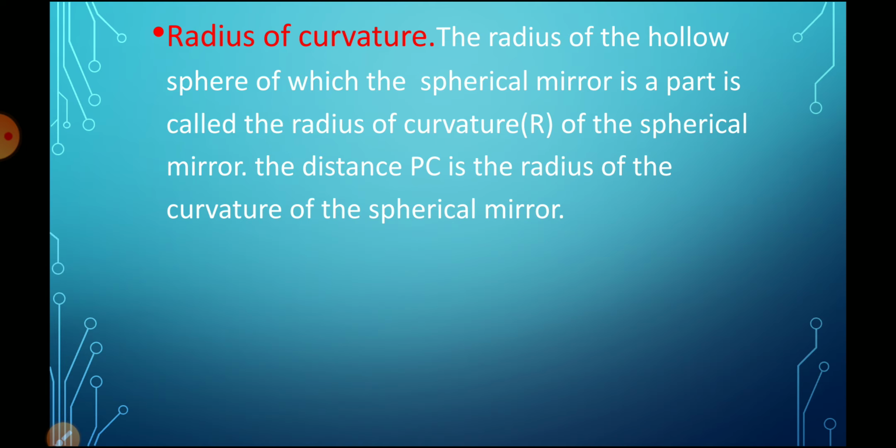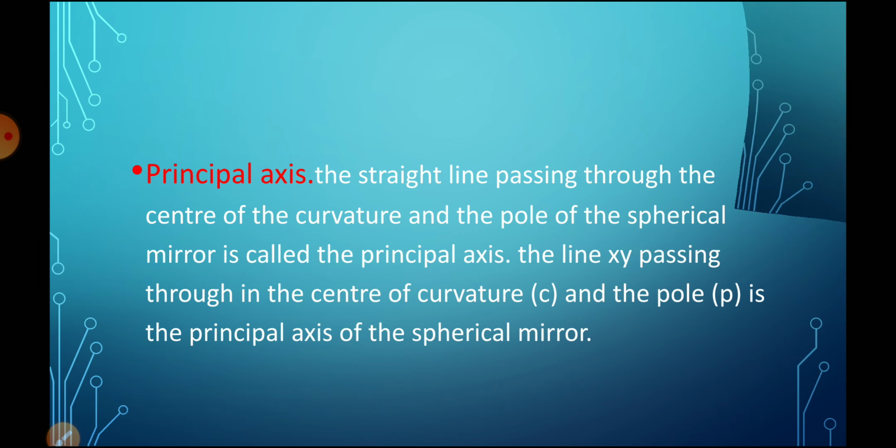Radius of curvature. The radius of the hollow sphere of which the spherical mirror is a part is called the radius of curvature R of the spherical mirror. The distance PC is the radius of curvature of the spherical mirror. Principal axis. The straight line passing through the center of curvature and the pole of the spherical mirror is called the principal axis. The line XY passing through the center of curvature C and the pole P is the principal axis of the spherical mirror.